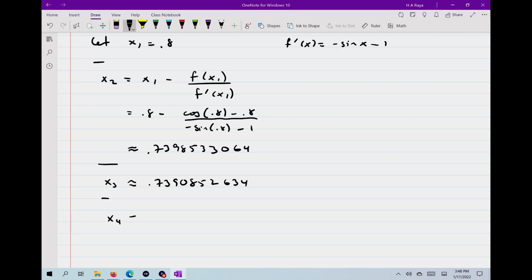If I continue this process for x of 4, I get approximately 0.7390851. In this case, if I make a comparison between x of 3 and x of 4, I see that the first 6 decimal places are in sync.